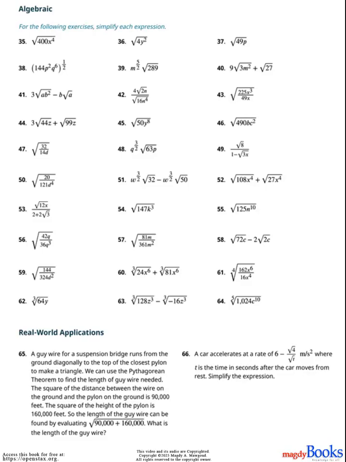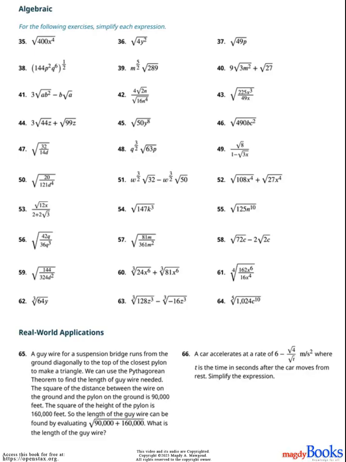4. Real-world applications. 65. A guy wire for a suspension bridge runs from the ground diagonally to the top of the closest pylon to make a triangle. We can use the Pythagorean theorem to find the length of guy wire needed. The square of the distance between the wire on the ground and the pylon on the ground is 90,000 feet. The square of the height of the pylon is 160,000 feet. So the length of the guy wire can be found by evaluating the square root of 90,000 plus 160,000. What is the length of the guy wire?